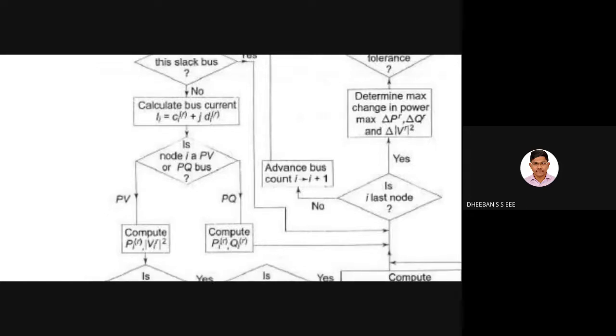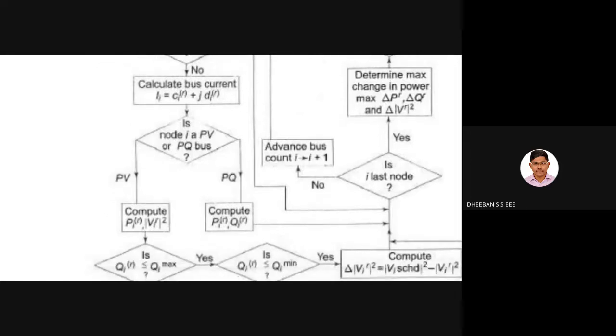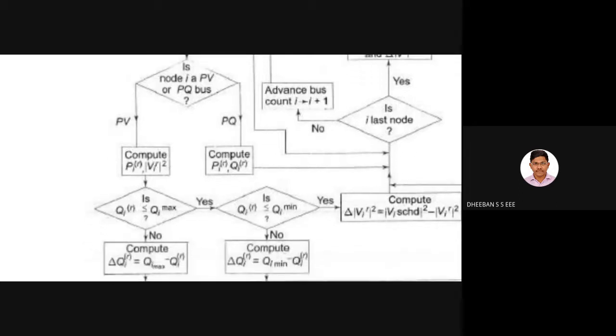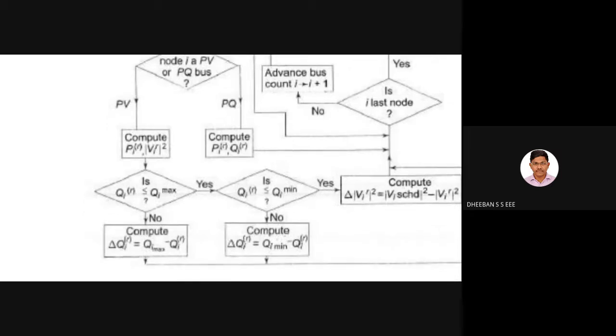After finding the current, you'll be checking whether the bus given is a PV bus or a PQ bus. If it is a load bus, your P and Q values will be given, and you have to find the voltage and del. For a PV bus, P and V will be given, and you have to find your reactive power and your del value. So for a PV bus, you have to compute your del and Q, and for PQ, you have to compute V and del.